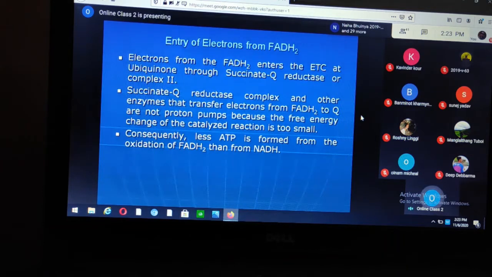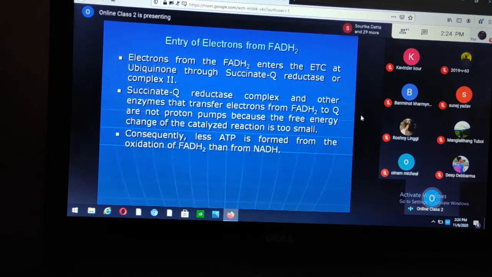So it cannot pass electrons to the NADH2 reductase, but the energy content of coenzyme Q and the FADH2 is almost similar. So the electrons from the FADH2 enter the electron transport chain at coenzyme Q. This happens through a complex called complex 2, also called succinate Q reductase. The succinate Q reductase complex and the other enzymes that transfer the electron from the FADH2 to coenzyme Q are not proton pumps.